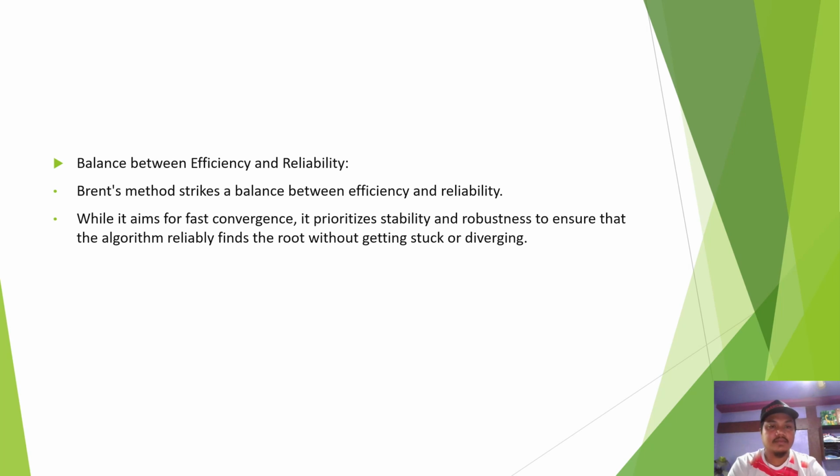So, balance between efficiency and reliability. Brent's method strikes a balance between efficiency and reliability. While it aims for fast convergence, it prioritizes stability and robustness to ensure that the algorithm reliably finds the root without getting stuck or diverging.